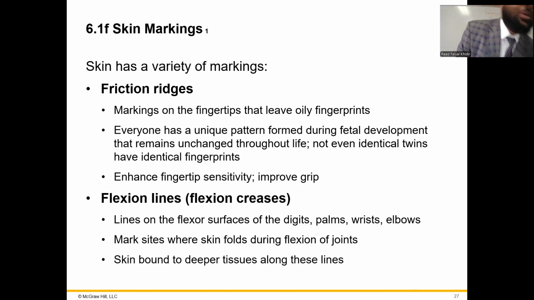Friction ridges are important because they help us have a better grip of things. These are markings on the fingertips that leave oily fingerprints. Everyone has a unique pattern formed during fetal development. And the flexion lines, or flexion creases, are lines on the flexor surfaces of the digits, palms, and the wrist.